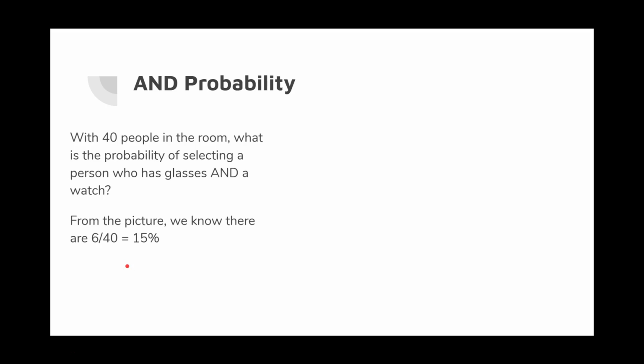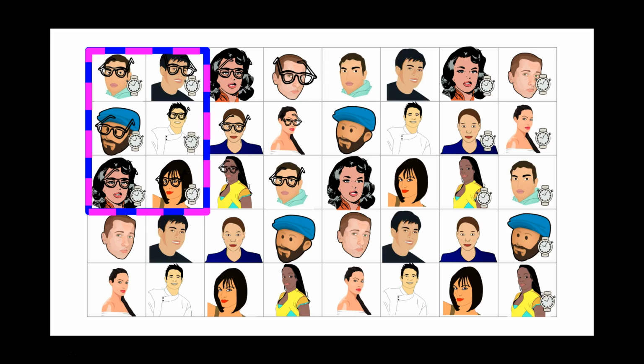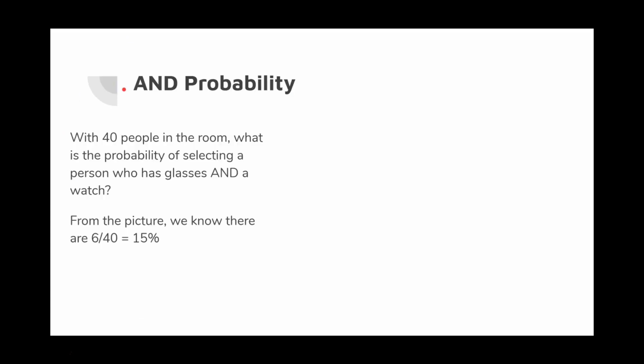So looking at this in terms of probability, what if we said, again, with 40 people in the room, what is the probability of selecting a person who has glasses and a watch? Well, from the picture, we see that there were 6 people out of the 40 that have glasses and a watch. And 6 out of 40 would be 15%. So there's a 15% probability of choosing someone that has both glasses and a watch. Notice we did not have to do any multiplication to do that. Multiplication is a tool that can help us sometimes. And you don't always have to use the multiplication rule whenever we see the word AND.